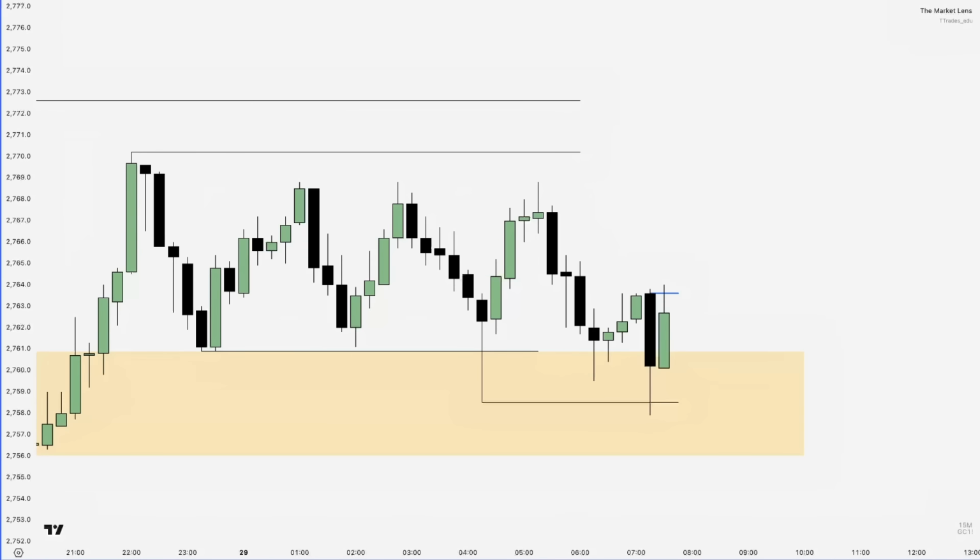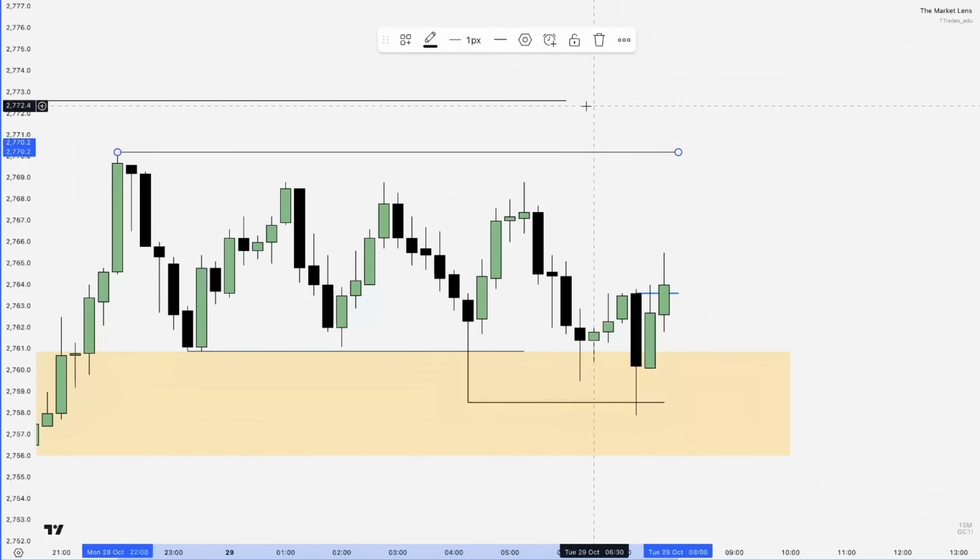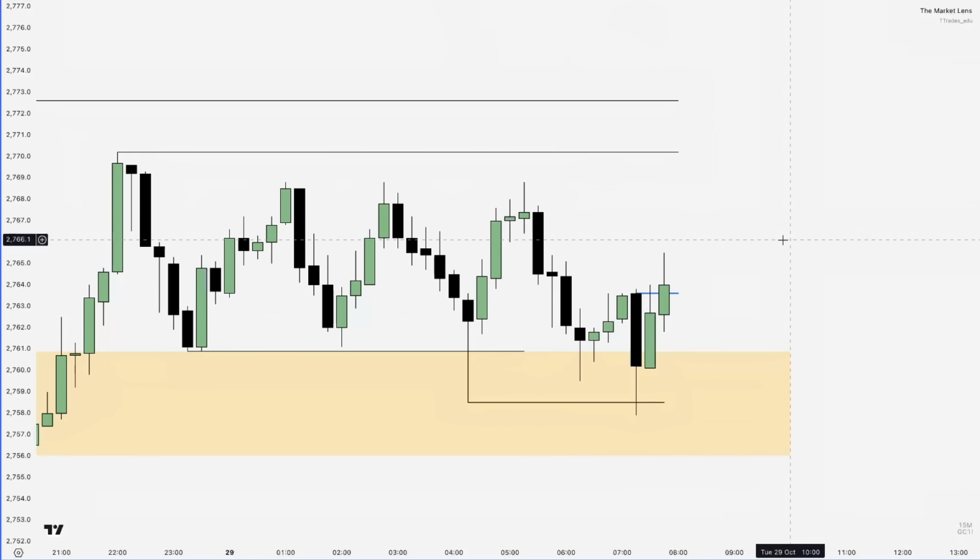Do we get the closure? We do not yet, so we wait. Now with this candle here, we do have a close over the down close candle that made the low. So this would be my change in the state of delivery, looking to target my 4-hour external range liquidity as well as my previous week's high.